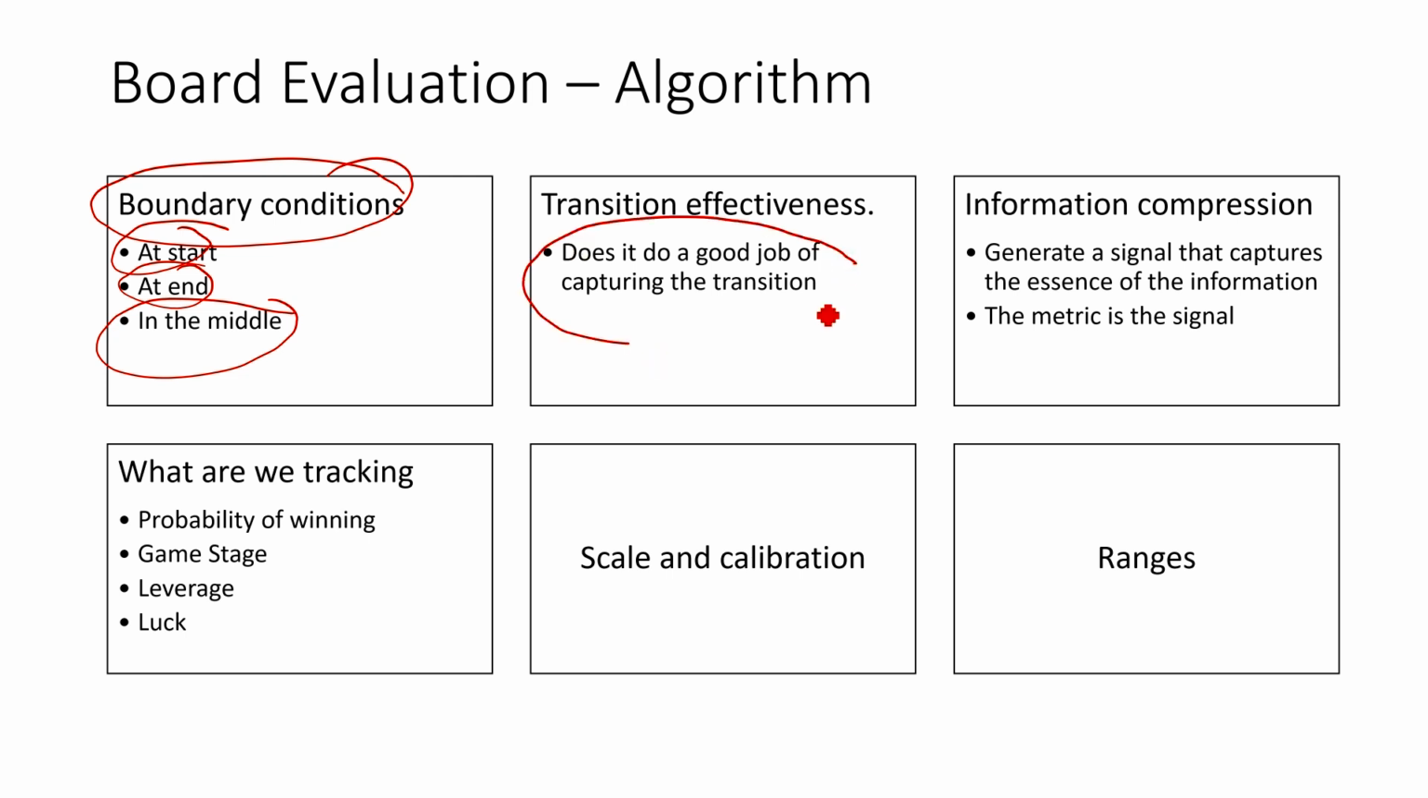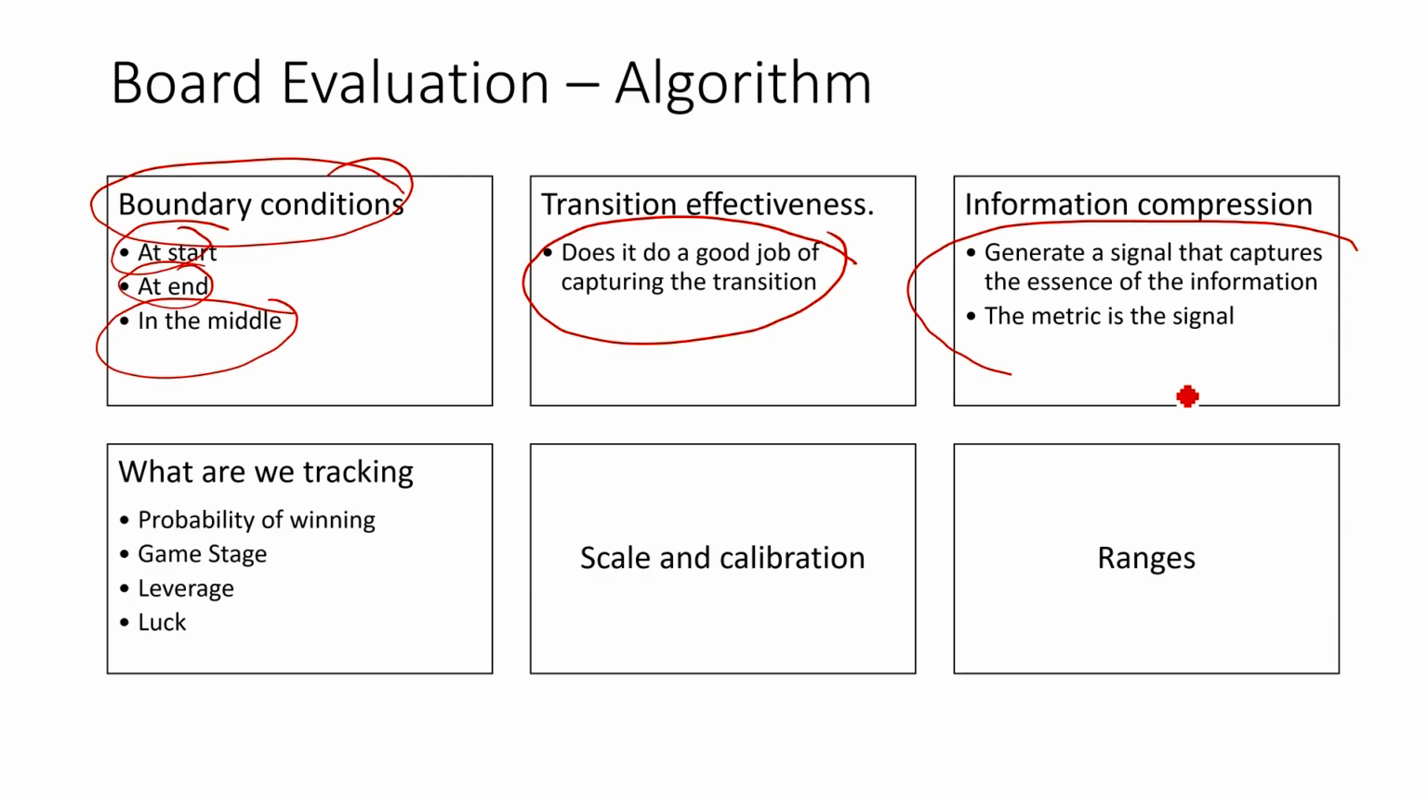Second, if you think in terms of transition effectiveness, the state is changing and the board evaluation score is also changing. But if you think in terms of the scale of the transition, you've gone from a point where a game is evenly tied to a point where one player has a clear lead. Does the board evaluation algorithm reflect the fact that the stakes of the game, the win probabilities for both the players, have changed significantly? So that's two. Third is information compression.